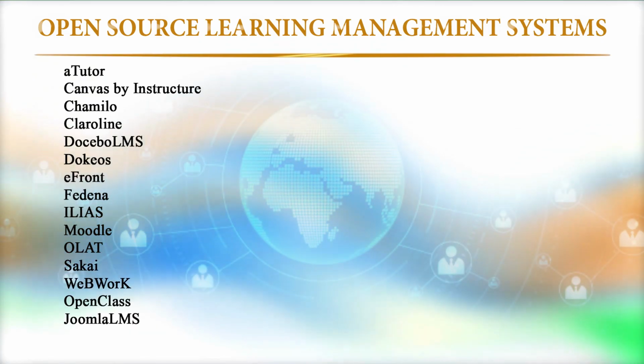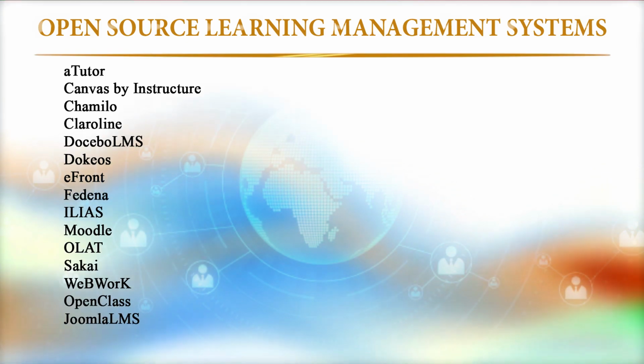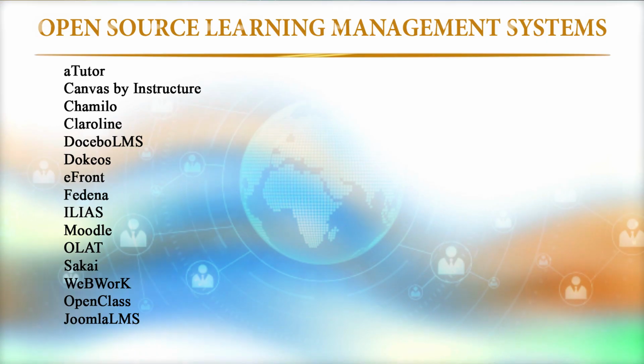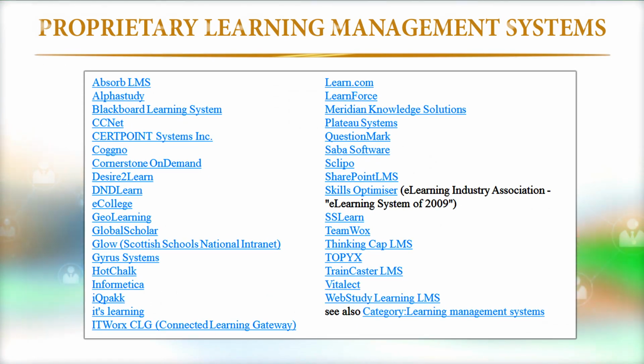This is the list of open source learning management systems: eTutor, Canvas, Moodle and eFront. These are some of the open source learning management systems. Here is the list of proprietary learning management systems. The very important or very famous proprietary learning management systems are Blackboard, eCollege, and these are the list. You can go through the list by clicking the link. The link is also provided here.